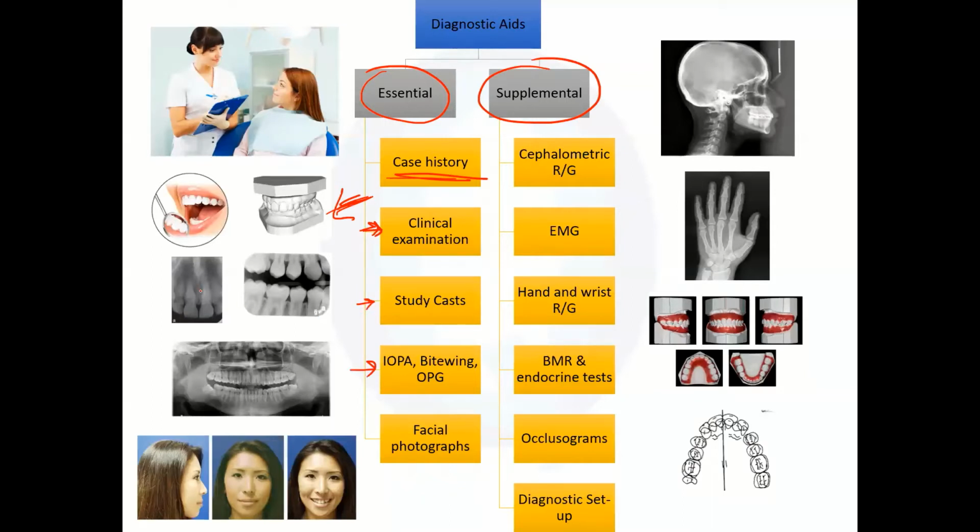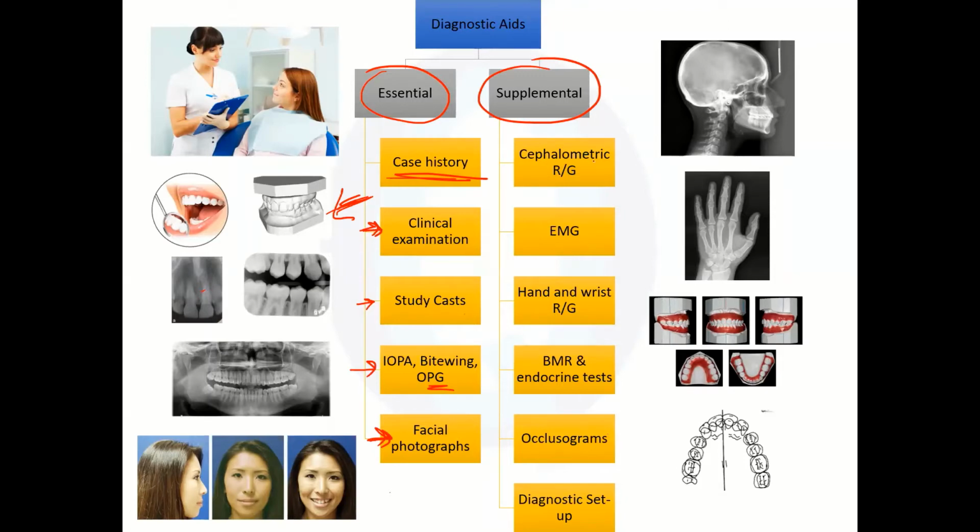Then our IOPAs. Sorry, this is the IOPA. These are the bite wing and OPG. These three things you take. See, this is the orthodontic diagnosis. If the patient comes to you for caries, you don't have to take an OPG. Okay, this is an orthodontic diagnosis we're talking about. Next are the facial photographs. Facial photographs help you keep documentation of what was there and what chief complaint the patient came to us with. Okay, so these are the essential.